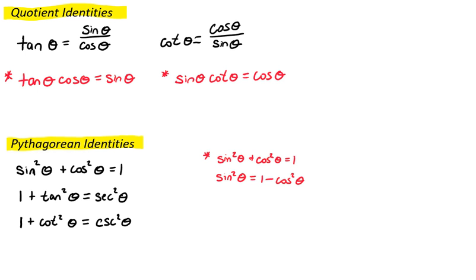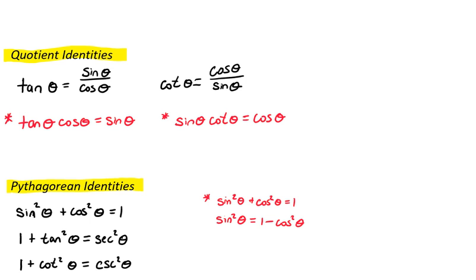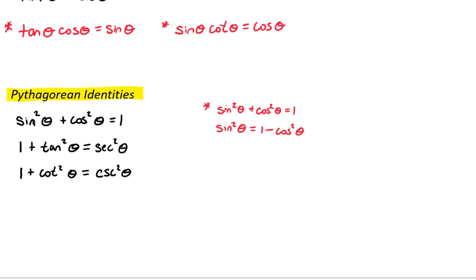And another Pythagorean identity is 1 plus the cotangent squared of theta equals the cosecant squared of theta. And again, that can be manipulated as well, just as we manipulated our sine squared theta plus cosine squared theta equals 1. So now that we know what our fundamental trig identities are, let's do some examples of applying these trig identities.